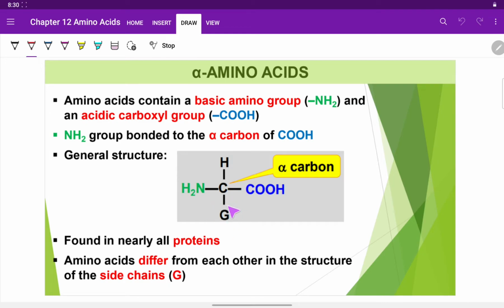So G dekat sini adalah apa? Side chain. So your amino acid is found nearly in all proteins, and amino acids differ from each other in the structure of the side chain G. So maksudnya yang ini sahaja yang berbeza. Bahagian atas ni semua adalah sama untuk semua amino acid.